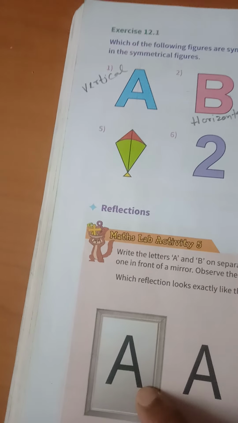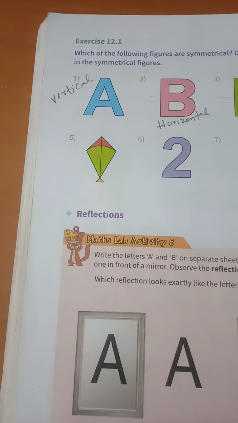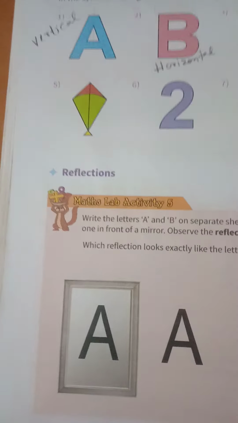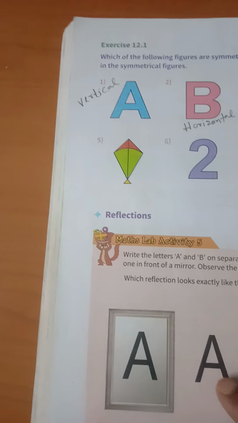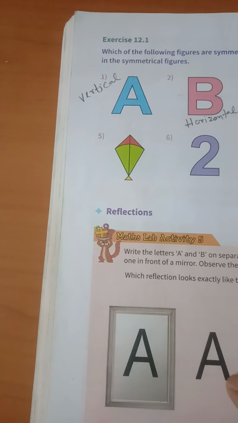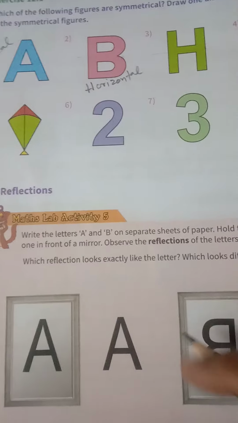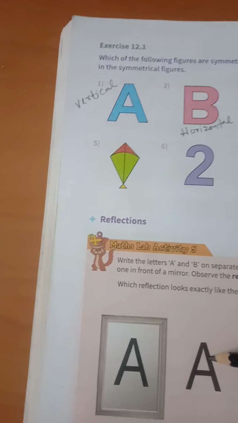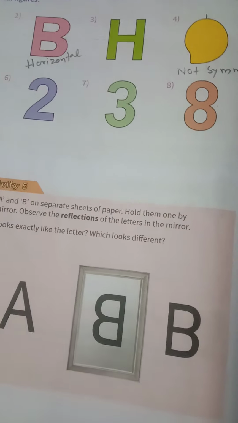This is a mirror reflection of the English letter A. At home you can try yourself. Write A and put it before the mirror. You will get the mirror image like this. It looks the same, but actually left appears on the right and right appears on the left. Here if you write left and right, then we will understand. But the mirror image is the same. So this is mirror reflection. For B you will get it like this. Note this down in the notebook also.